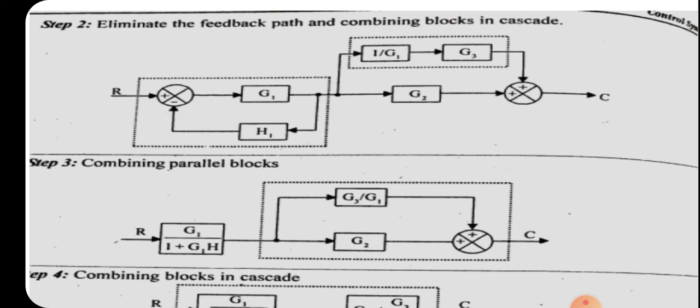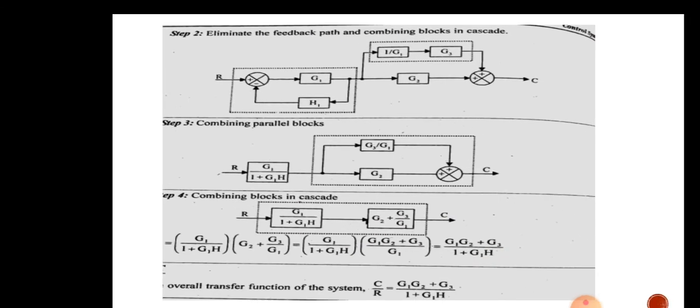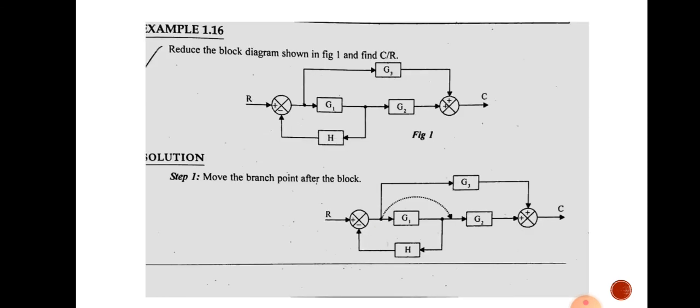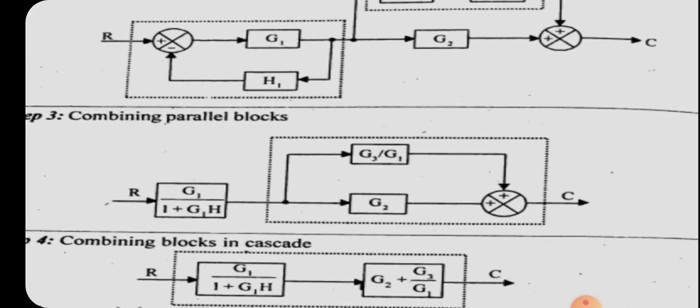The negative feedback path can be reduced by replacing it with the equation G1 divided by 1 plus G1 into H. You have the rule. What is the rule? The rule is rule number 10. By rule number 10, we can eliminate the feedback loop. Okay, rule number 10 you should remember. So the diagram will look like this.